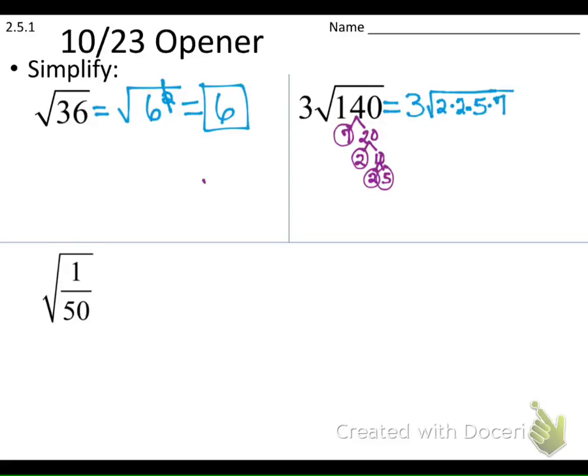From here, I'm going to go ahead and simplify as usual. So I'm going to circle my factor pairs. This factor pair cancels with the square root and joins the 3 as a coefficient. So what's 3 times 2? 6. And then square root, what do I have left as my radicand? 5 times 7, which is 35. So my answer is 6 square root 35.